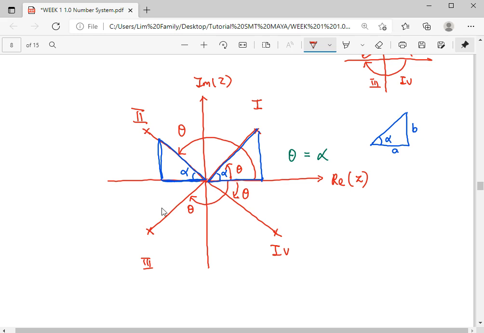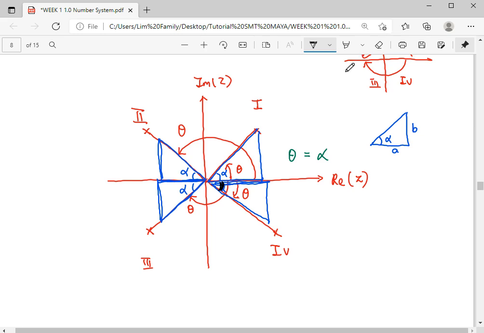When we go to quadrant 3, the reference basic angle is here. Same also, A is the base, B is the height. So their basic angle is here. This is our real part, this is our imaginary part. And for the last one, quadrant 4, the reference triangle is here. So here will be the alpha. I put it in black color so that you can see it clearly.